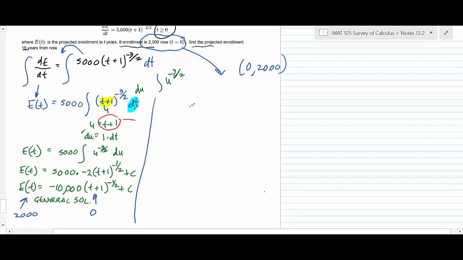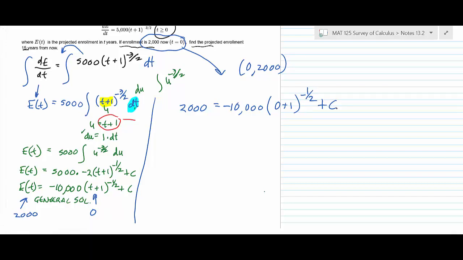That's going to allow you to find c, and then there's one more step on the problem. Okay, all right, so if we do that, we'll have 2,000 is equal to negative 10,000 times 0 plus 1 to the negative 1/2 plus c. You've got to solve that equation. Okay, and this is not too hard on this one, I don't think. So the first thing is you would probably want to get this isolated, so you would get rid of the 10,000. Okay, so if you do that, you would divide both sides by negative 10,000. You could get a decimal if you wanted to on this, which I think is what I'm going to do.